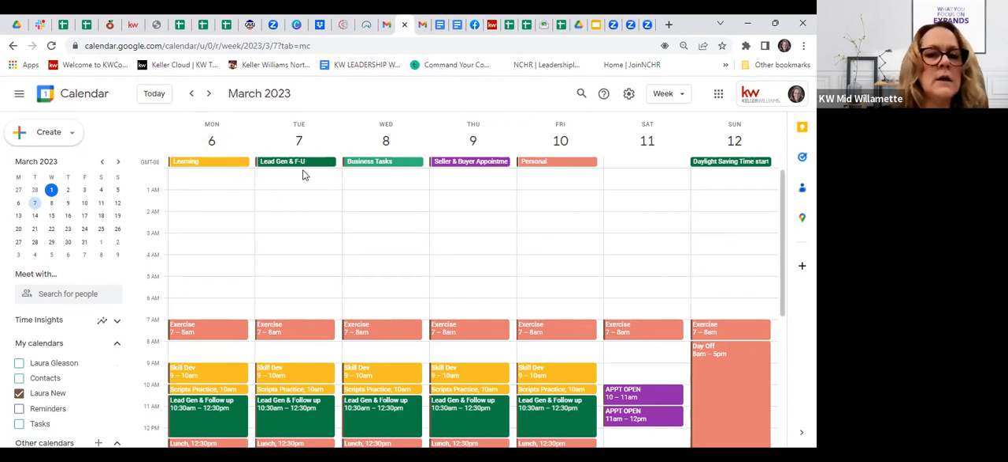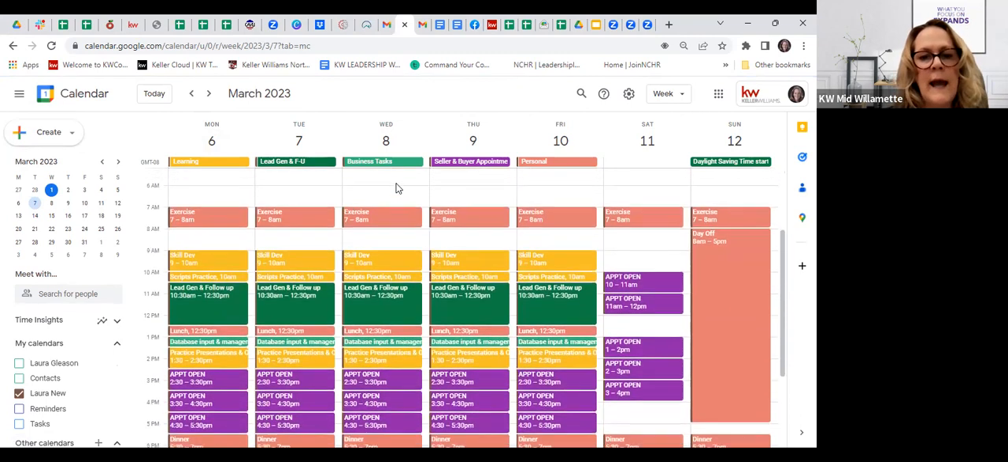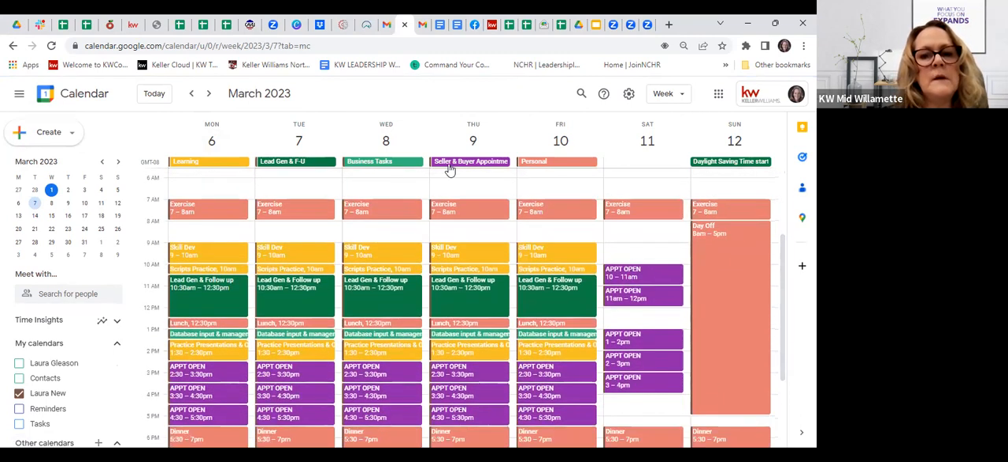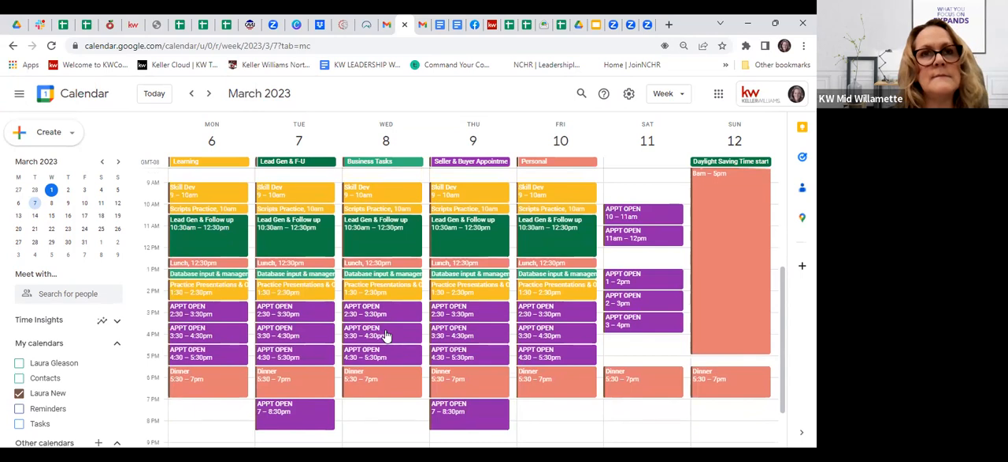So I made learning yellow, and lead gen and lead follow-up green, because those are the money activities. Business tasks, you are going to have some business stuff that shows up. Seller and buyer appointments: man, if you went on this many seller and buyer appointments every afternoon or every day, would you hit your goals without a doubt? So if you're not going on those appointments, what could be in place of that? Lead gen. Thursday. If you go out there and network, that could be some lead gen, Joel.